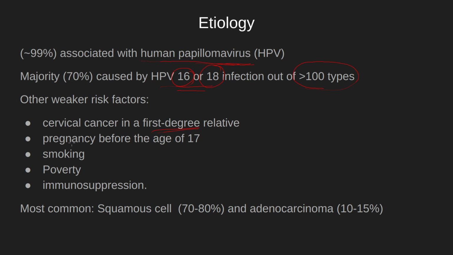has cancer. Pregnancy before the age of 17 is an increased risk factor. Smoking, poor socioeconomic status, poverty, and immunosuppression are associated with increased risk of cervical cancer. These, however, again are lower, weaker risk factors but significant. But the most common cause and risk factor is HPV infection, particularly with types 16 and 18. The most common tumor is the squamous cell kind, and the second most common is the adenocarcinoma type.